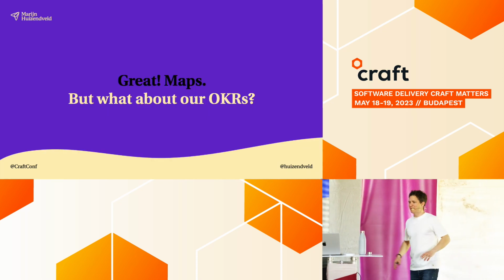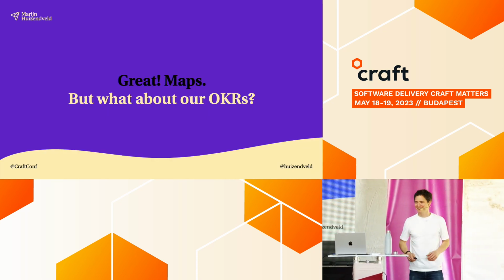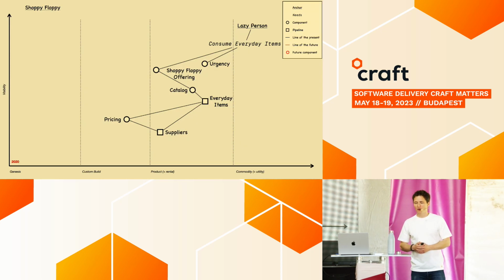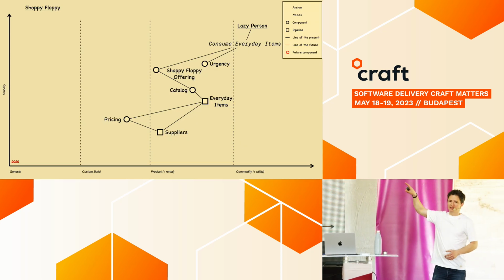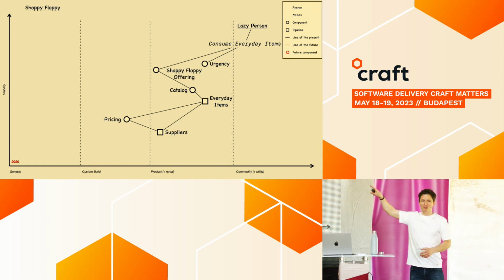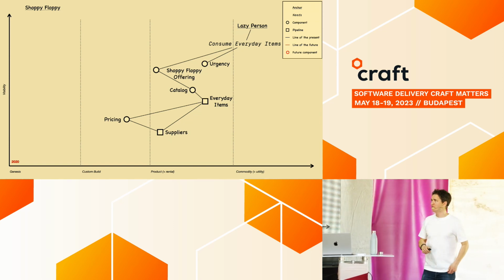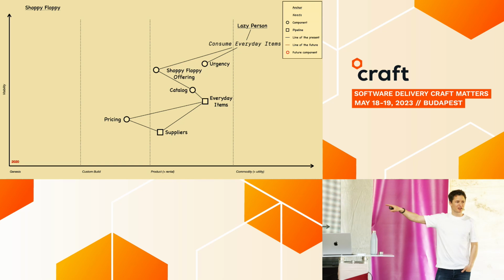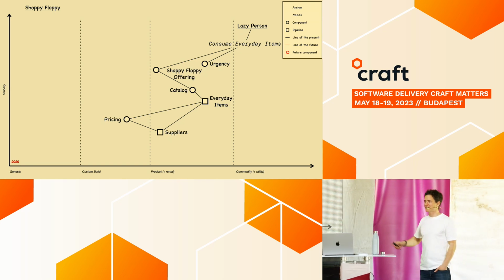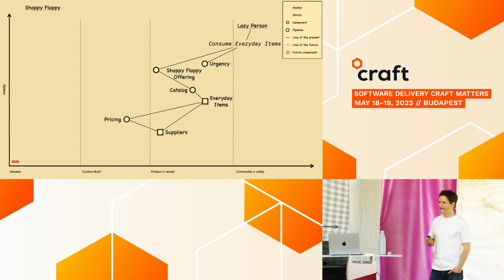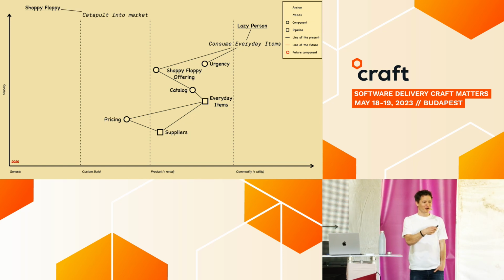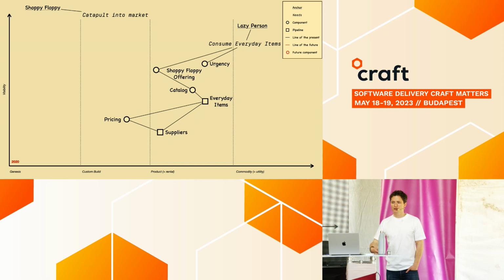Okay, Marijn, great, maps, but what about those OKRs? So we can put ourselves on the map, right? Shopee Floppy can be an anchor on the map. We're a user of our systems too, right? And we're in Genesis because we are burning VC money at an unprecedented rate. Now, one of our needs is our objective, right? Achieving it. We want to catapult ourselves into the market.